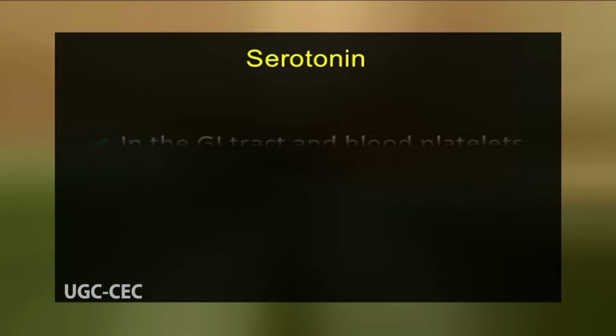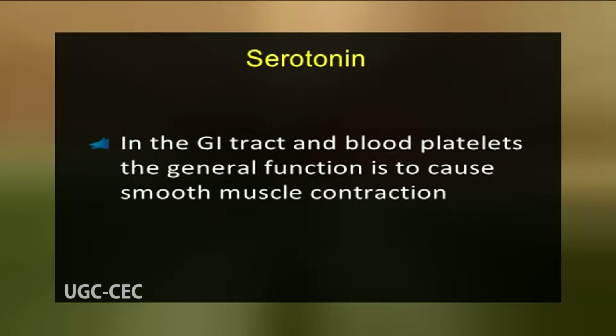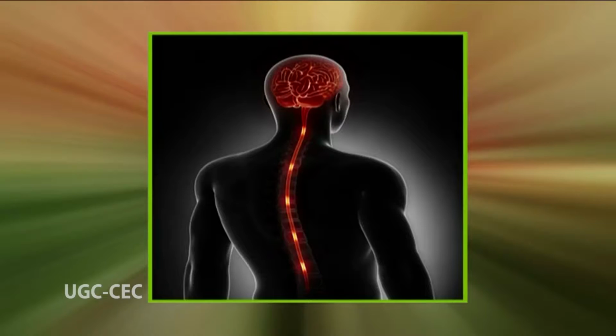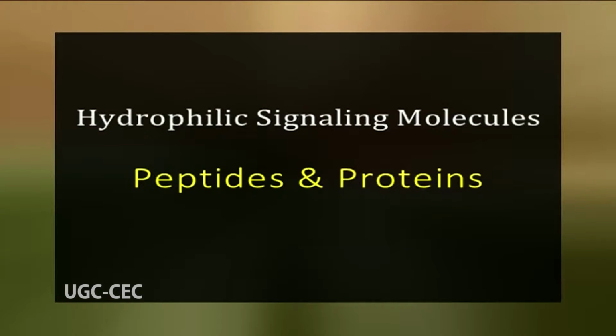In the GI tract and blood platelets, the general function is to cause smooth muscle contraction. However, the most publicized function of serotonin is its association with general mood and mood disorders in the central nervous system. The most well-known are the selective serotonin reuptake inhibitors that block the reuptake channels in the presynaptic cells, thereby increasing the time and concentration of serotonin in the synapse. Peptides and proteins.